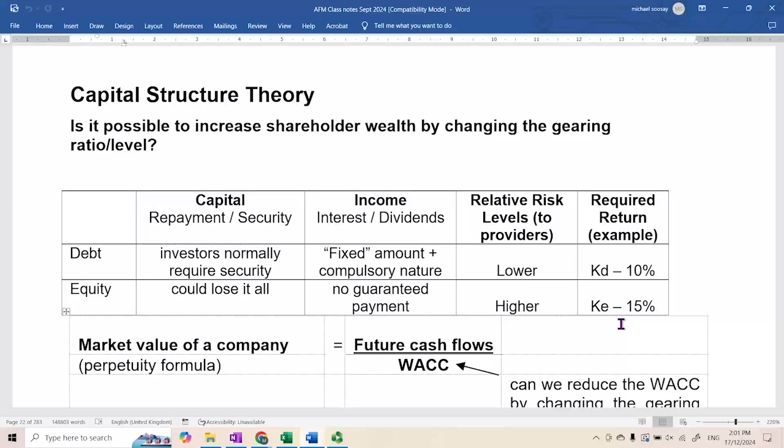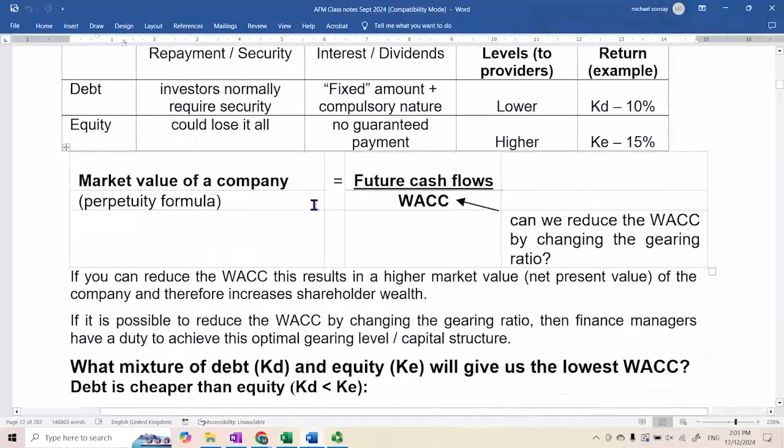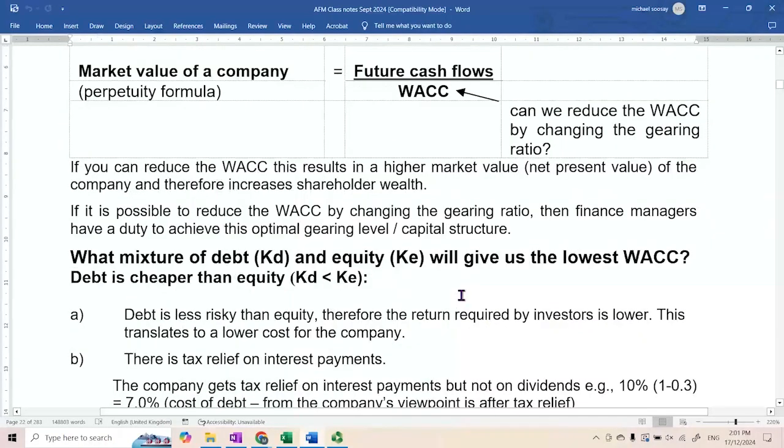So, moving on. Now, look at this simple example: market value of a company, using the perpetuity formula. Let's say the market value of a company is the future cash flow, assuming cash flows are constant, divided by the WACC. You get the value of the company. That means the present value of cash flows to infinity. Correct? Now, listen.